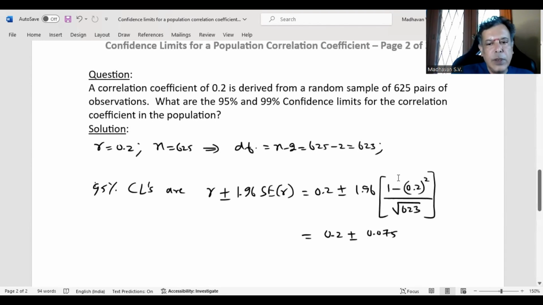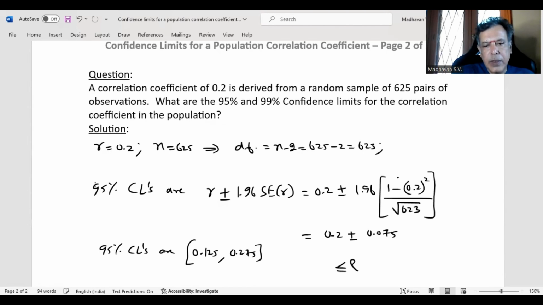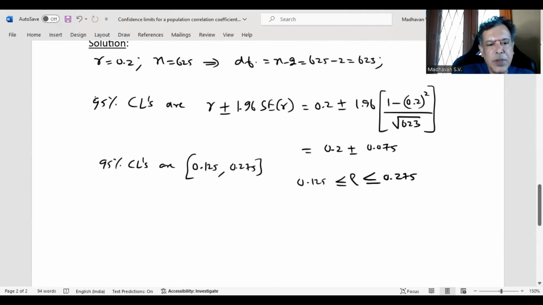So therefore, the 95% confidence limits are 0.2 minus 0.075, which gives us 0.125 as the lower limit, and the upper limit will be 0.275. That means our rho, the population correlation coefficient, lies between 0.125 and 0.275. That is for 95%. Now let us do 99% confidence.